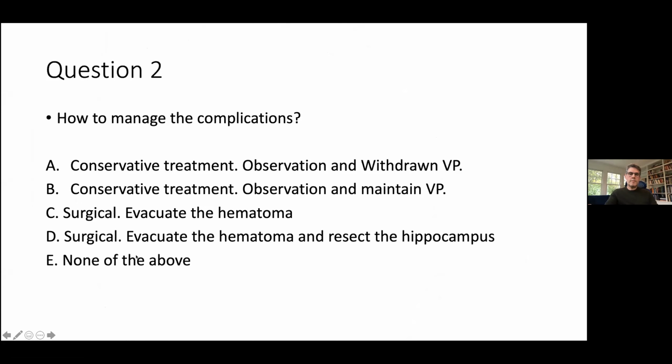So then comes the second question, how to manage the complication. And the complications here are 2. Number 1, the presence of a post-op delayed hematoma, and the second complication is the presence of recurrent seizures with the hematoma. So A, conservative treatment, observation, and withdraw the valproic acid. B, conservative treatment with observation and maintaining the valproic acid. C, surgical evacuation of the hematoma. D, surgical evacuation of the hematoma and resection of the hippocampus. And E, none of the above.